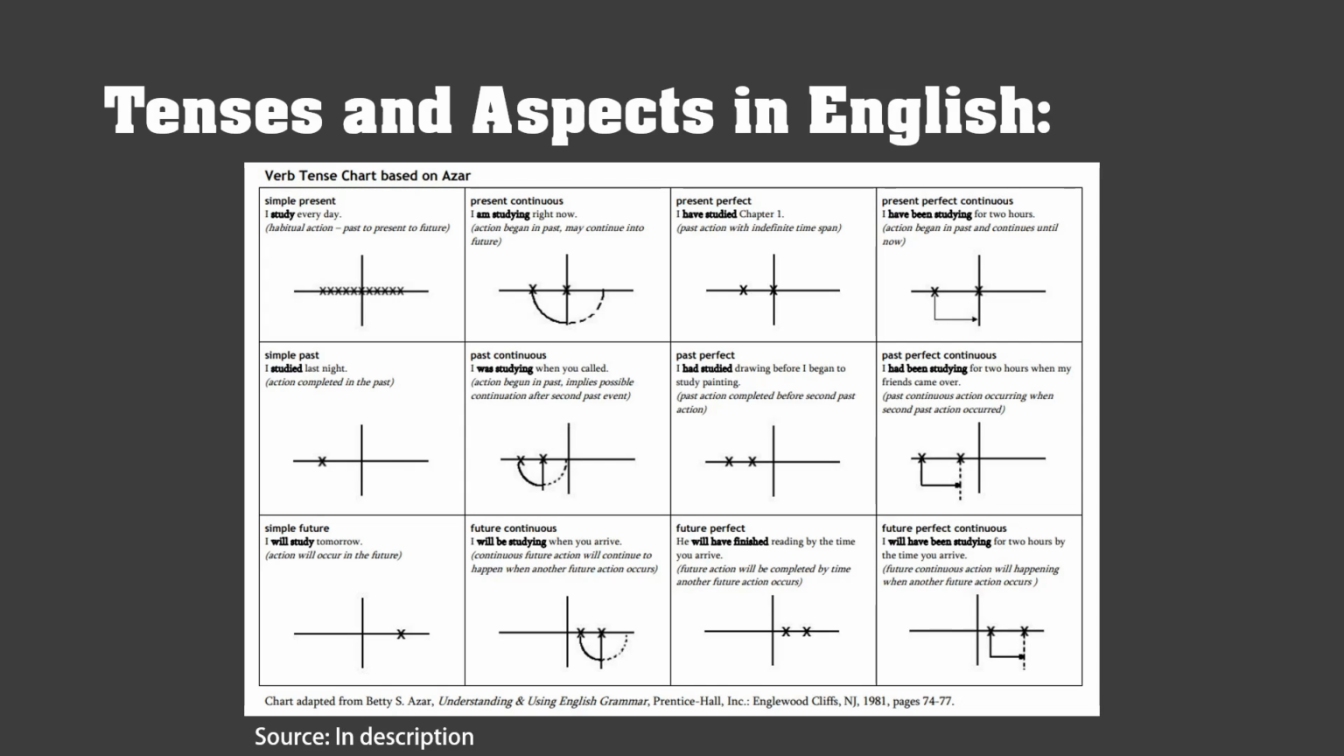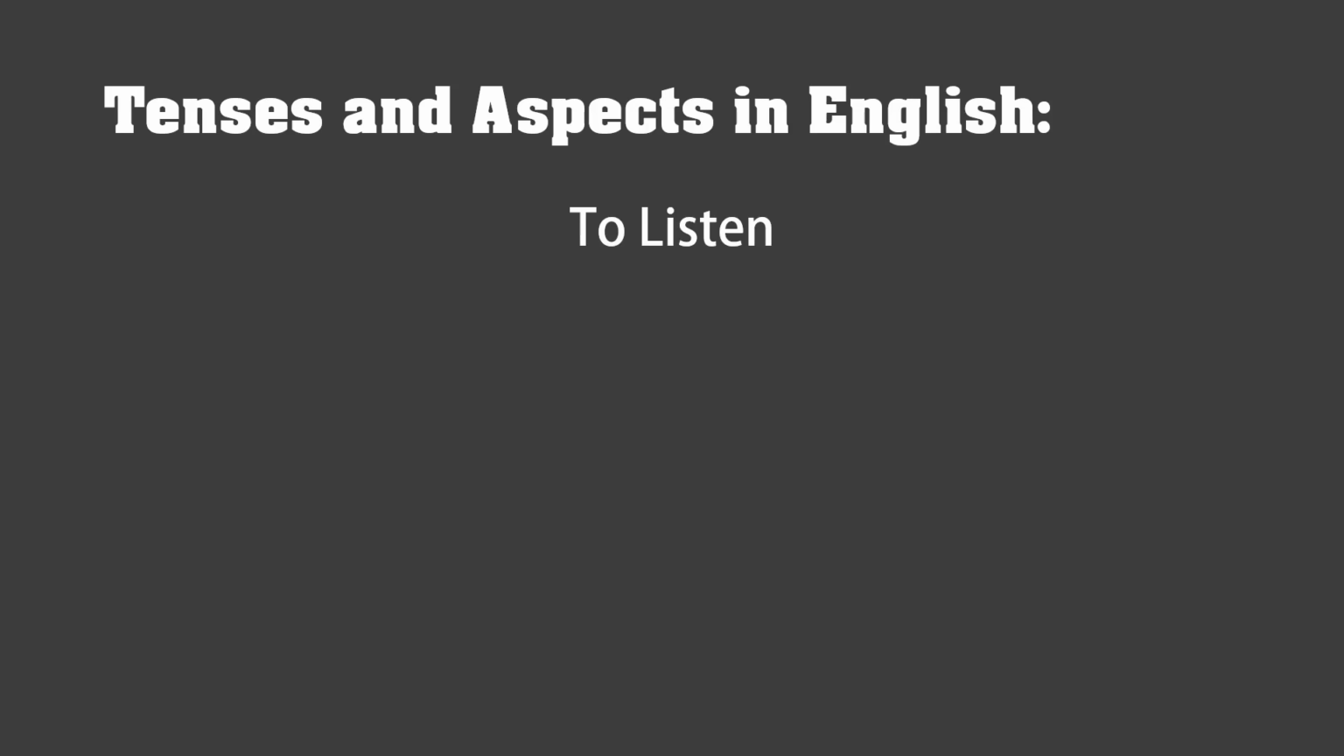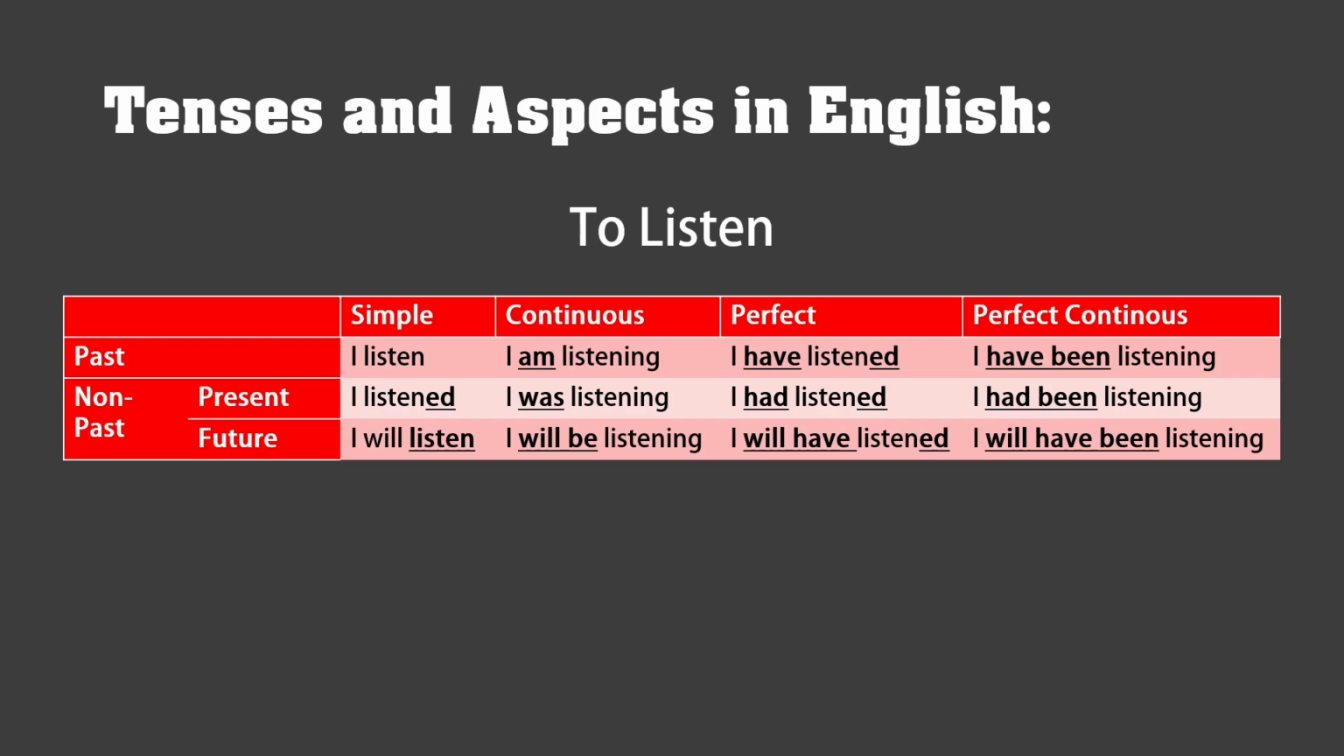Here's English. This chart will be in the description. It's quite good for looking. It's like a good graph method of looking at the different tenses and aspects in English, just as a way to visualize them. It's helped me as well. So let's take to listen as a word, and we're gonna put it in a big grid. I'm not gonna read all that. It's there though. Pause it if you want to read that and get a good example. But this is roughly what most verbs look like.